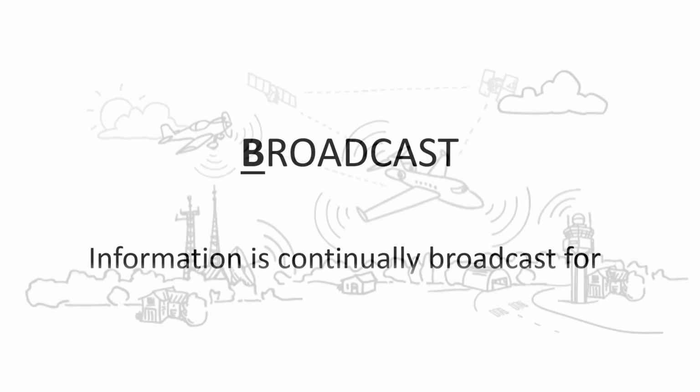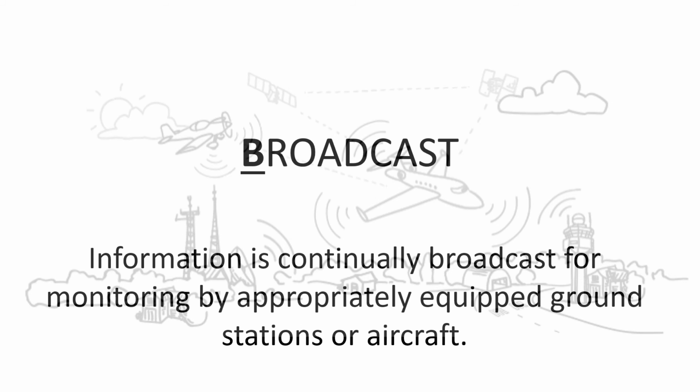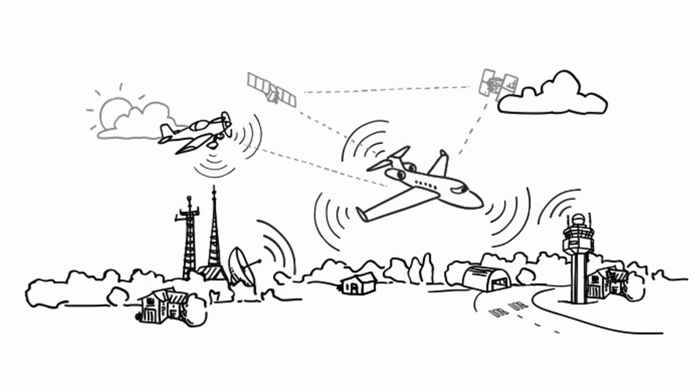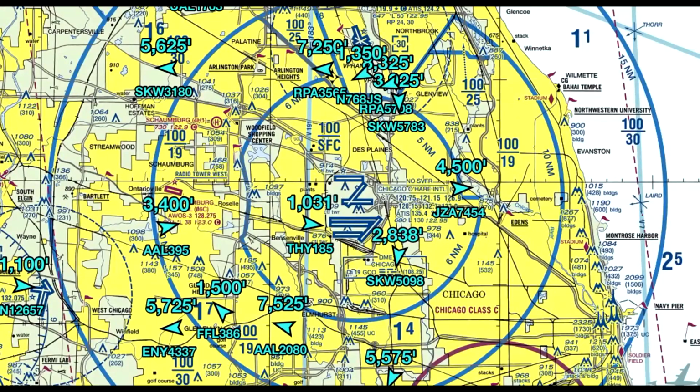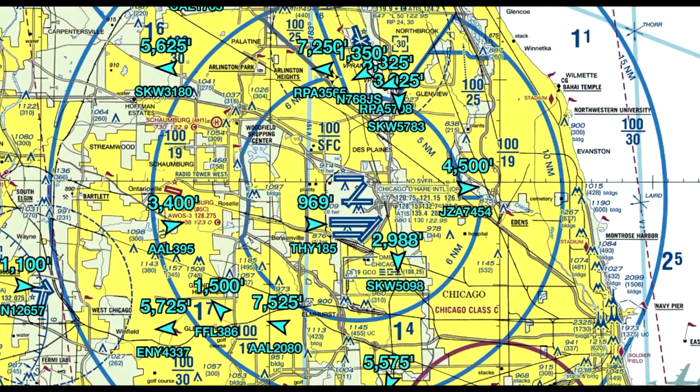Broadcast, meaning the information is continually broadcast for monitoring by appropriately equipped ground stations or aircraft. This system is based on reception and transmissions from both satellites and ground-based transmitters/receivers. So what does this ADS-B do? Well, it provides flight identification such as tail number or flight number, aircraft position, altitude, climb or descent rate, speed, and a few other items. It provides excellent traffic identification and avoidance.